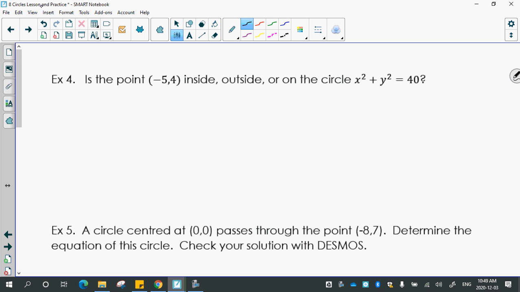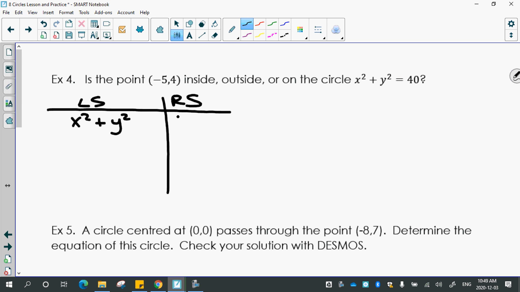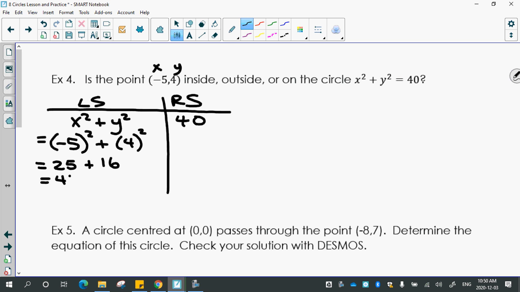Okay, so move our chart so there's more room on the left side than the right side. Left side is x squared plus y squared. Right side is 40. X is negative 5. So it would be equals bracket negative 5 squared plus y is 4 squared. Remember, when you square a negative number, you get a positive. So you end up getting 41.